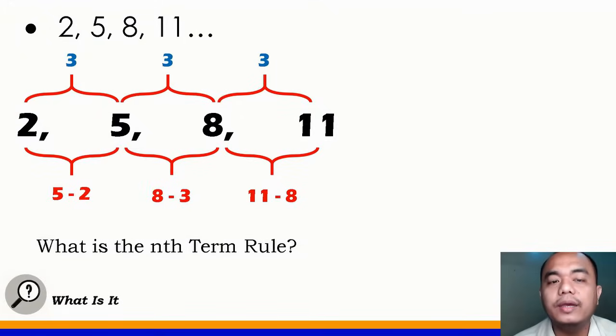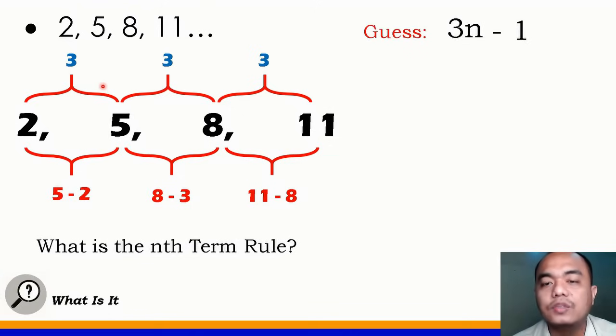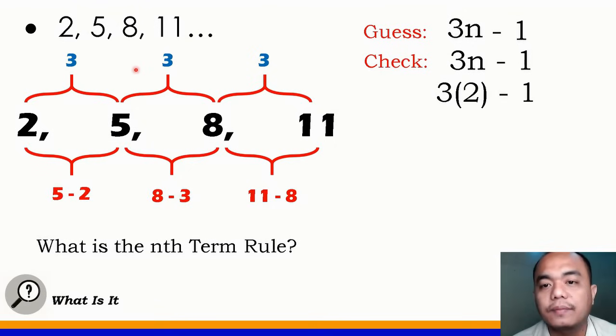Okay, this time we will try to check our end term rule and we will get the second term. Dapat makuha natin yung 5 sa end term rule na gagamitin natin maya-maya. Okay, let's have our guess. Again, 3n minus 1. We will substitute n by 2 because we will find the second term for our sequence here. So, 3 times 2. Ang 2 dito, nakuha natin sa second term.